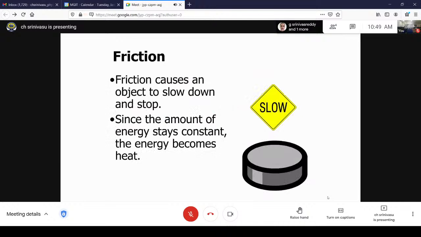Friction causes an object to slow down and stop. Since the amount of energy stays constant, the energy becomes heat.